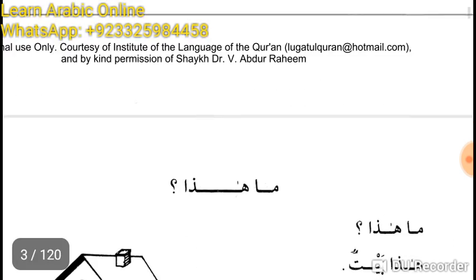Next page. Here we have Maha haza. Ma means what. Maha haza, what is this? Haza baitun, this is a house. Then we have A haza baitun. Here they have used alif hamza fatha. A haza baitun, is this a house? A means is. Naam, haza baitun, yes, this is a house.